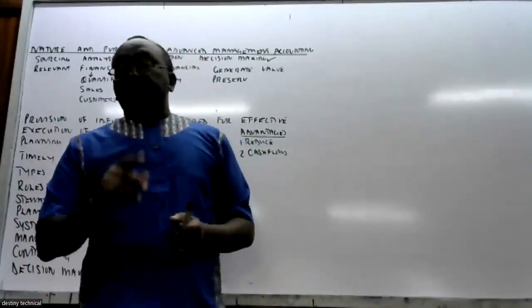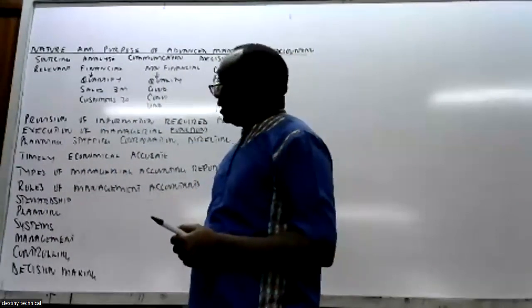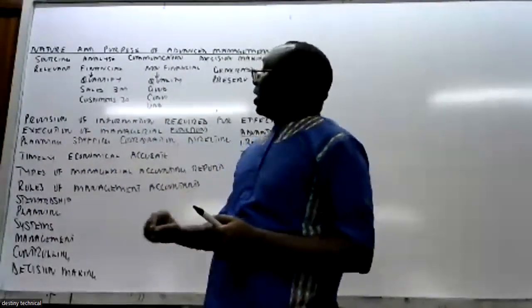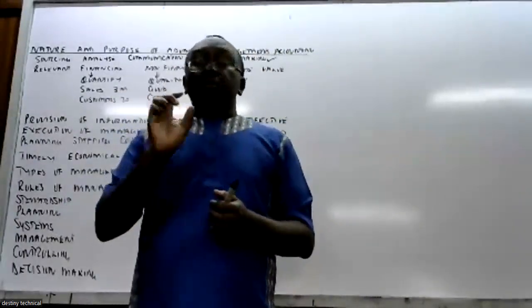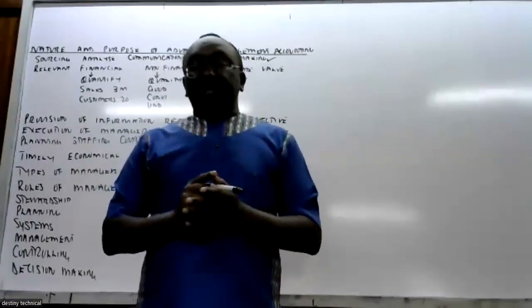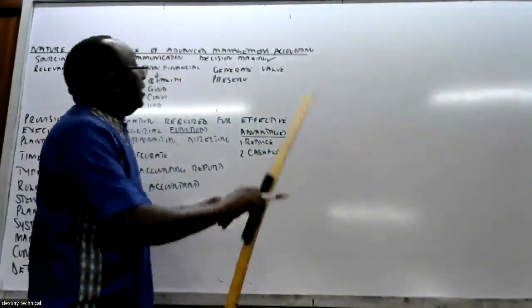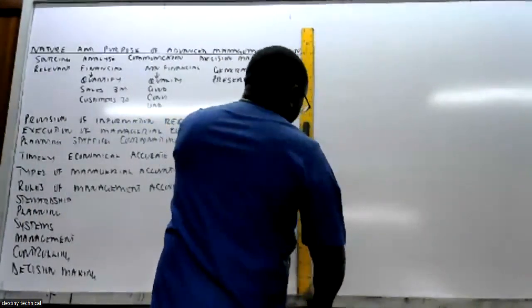Now, that aspect can be sorted by what we call preparation of budget. Literally, somewhere we said one of the roles of a management accountant is to prepare budgets. So if you have done some very nice budgets, then it becomes very easy for you to manage the cash flows so well.